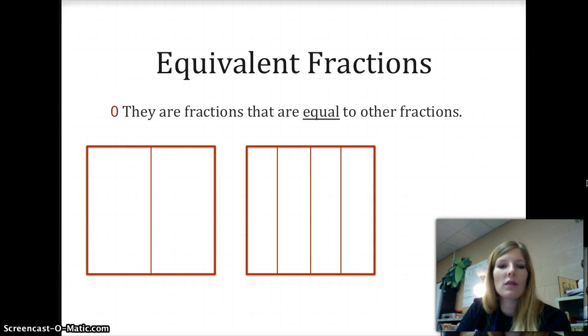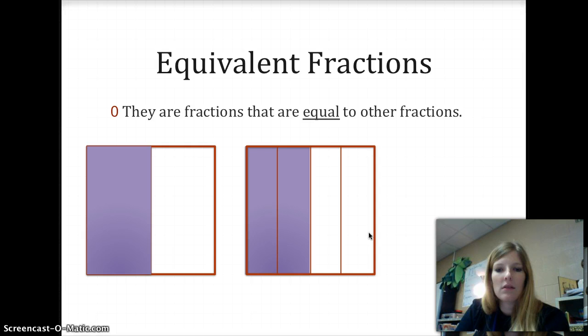I have two squares, and I know that they are the same because I copied and pasted them, so they are identical. And then I added in some extra lines here to separate it into more pieces. So in this example, I have half of it shaded in. I have two parts total, and one of the two parts is shaded in. And in this square, I have 1, 2, 3, 4 parts with 2 of the 4 shaded in. So my fractions for the first square would be 1 out of 2, 1/2. And for this one would be 2 out of 4.